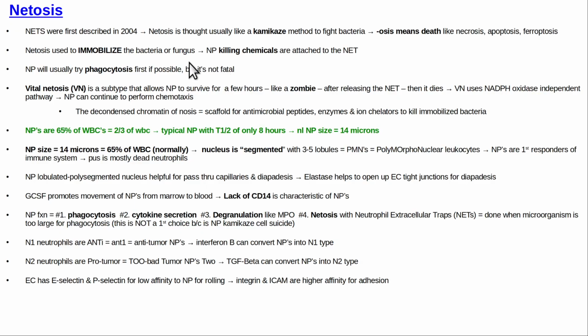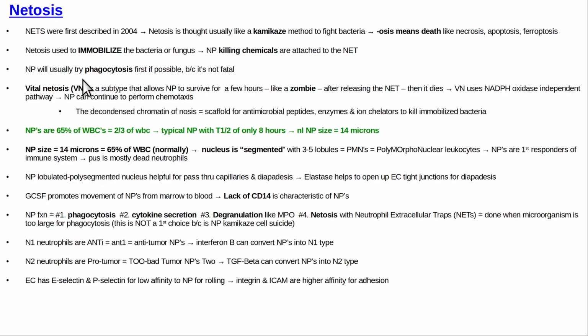A little more physiology. Nets were not even described in the scientific literature until about 2004. Osis means death. So, necrosis means sudden death, as Nick Lane would describe, like with blood on the carpet, that's necrosis. Whereas a gradual secretive cell death is apoptosis. Ferroptosis is death associated with iron, and there's a few other subtypes of that. Okay, it's to immobilize bacteria or fungi.